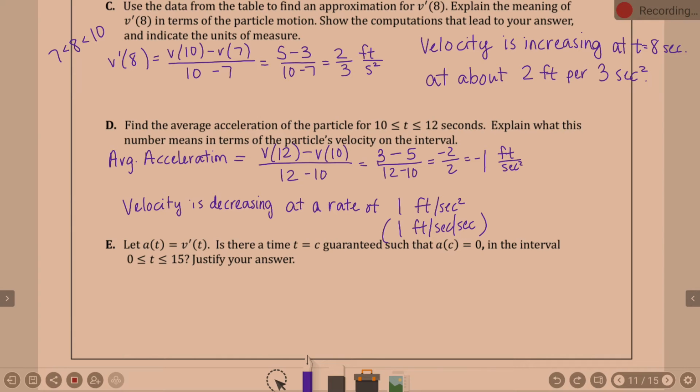Okay, E. Let A of t equal v prime of t. So that's standard, right? Acceleration is the derivative of velocity. Is there a time t equals c, guaranteed, such that A of c equals 0 in the interval 0 to 15? Part C is taking the derivative twice, right? Yes, of position. But we're given velocity, so it's just taking the derivative once.